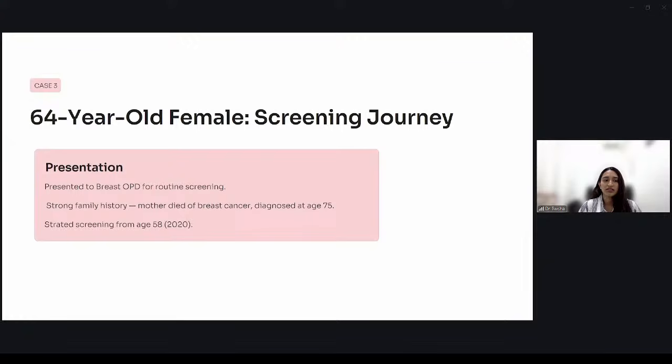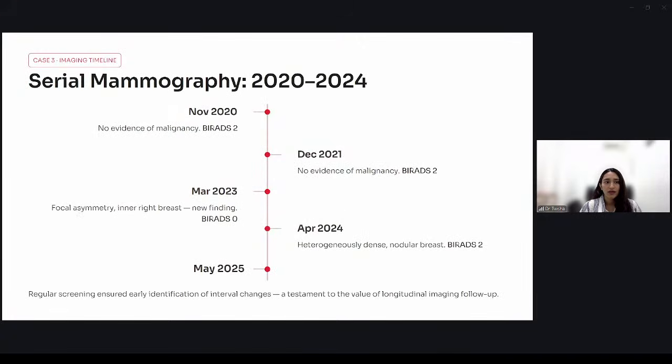So the third case is that of a 64-year-old female who has been screening herself since 2020. She presented to the breast OPD for routine screening. She has a strong family history, and her mother died of breast cancer, diagnosed at the age of 75. So here are the reports of her serial mammogram starting from 2020. You will notice that there was an interval change in her mammogram in 2025.